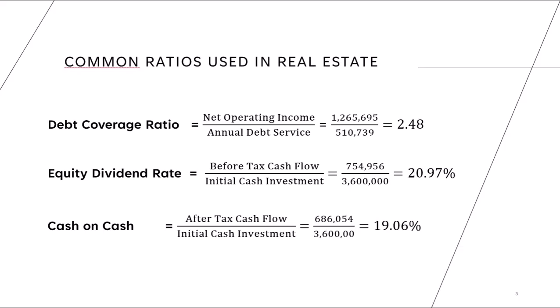Next, let's discuss the cash-on-cash ratio, a standard measure of profitability used in real estate investment analysis. Cash on cash is equivalent to the equity dividend ratio. However, it does take into consideration the impact of taxes. In this case, when the after-tax cash flow is divided by the initial cash investment, the return is 19.6%. Wow, not bad at all. For the first year, that would be considered an excellent return.